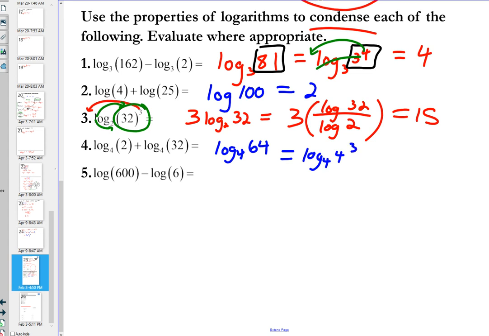64 is 4 to the 5th. So the log base 4 cancels out the 4. The power property allows you to bring it to the front. You end up with 3.